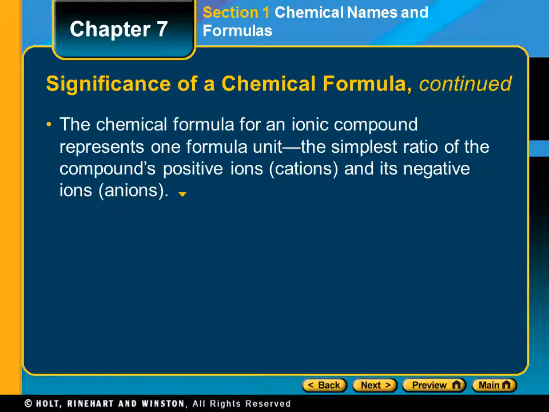When we talk about the chemical formula for an ionic compound, this is different now. We're talking about ionic compounds. It represents one formula unit, and a formula unit is the simplest ratio of the positive ions, the cations, and the negative ions, or the anions. An example of this would be aluminum sulfate, which is Al2(SO4)3.